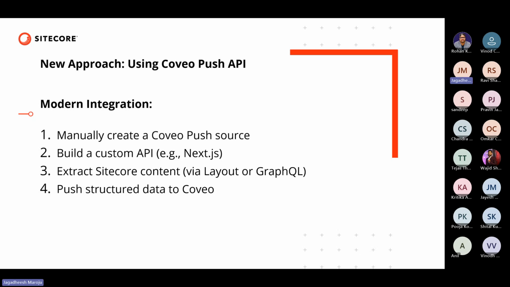Then from the Coveo side, we need to have a push source created, and an API key associated with it, because that API key works as an authorization to hit the Coveo API. So we need a Coveo source created and a Coveo API key from the Coveo side.